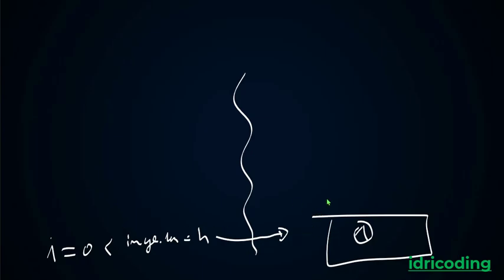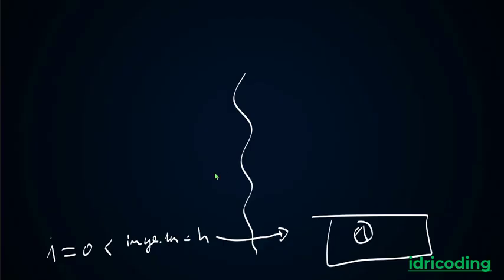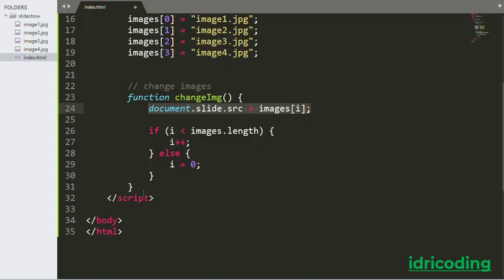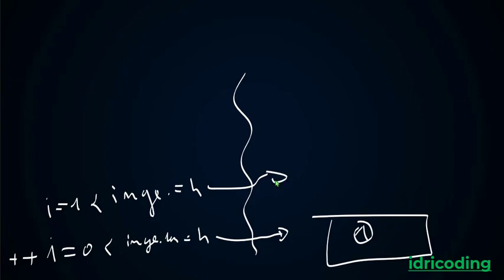Then it's going to process this case. If i is smaller than the length of the images, and in this case it really is smaller, it's going to increment by 1. So i becomes equal to 1, and the image length is still equal to 4. Automatically, it's going to display it first on screen.